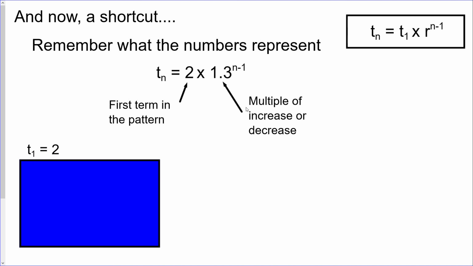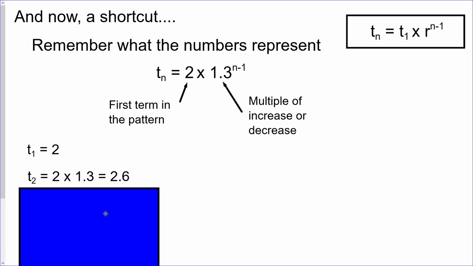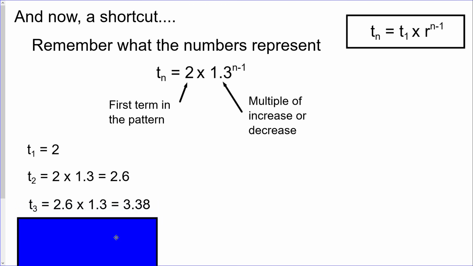Now, we also know that we're multiplying to increase by 1.3 each time. So that means you can just take your 2 times 1.3, which equals 2.6. And then to get the third term, you just take your 2.6 and multiply it by 1.3. So to get each new term, you just keep multiplying by 1.3.